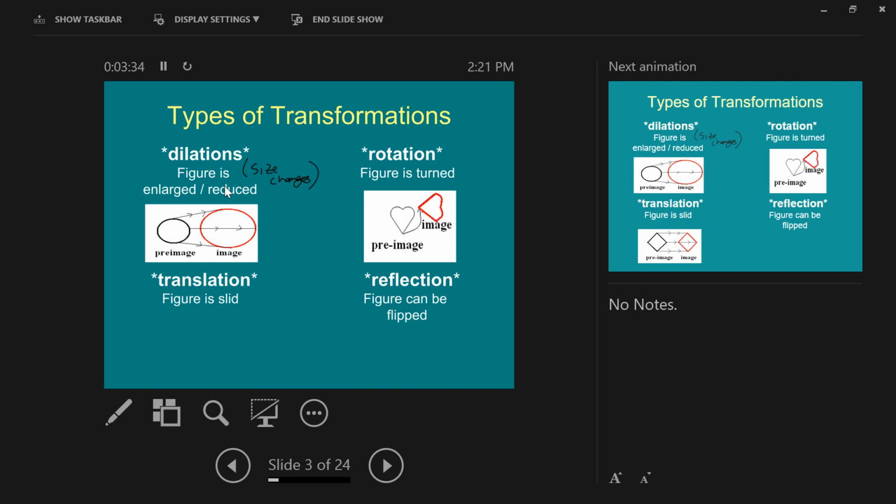Okay. All right, and then we have translation, which just means that your figure is being slid somewhere. So this is the image that they show you. So if this was my image that I was translating, I could just slide it over here, or slide it up, or down, or over here. Okay. The last type that we're going to talk about here is reflection.